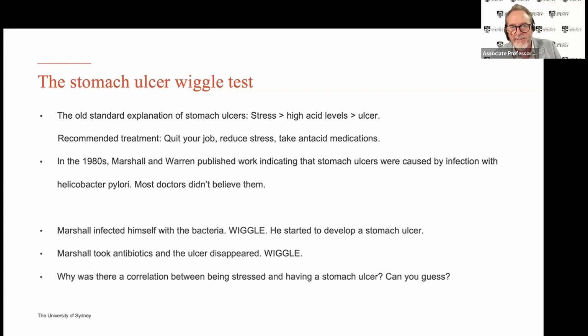So here's a tricky question. If stress is not something that causes stomach ulcers, why was there an observed correlation between being stressed and having a stomach ulcer? Stress is not the cause. Why do those things typically go together? If you think this through, you might be able to spot the answer. Here's why. In this case, having an ulcer causes you to be really stressed, because having an ulcer is painful and distressing. So this was a case where A went with B, but it was not A that was causing B. There was a third thing causing both.